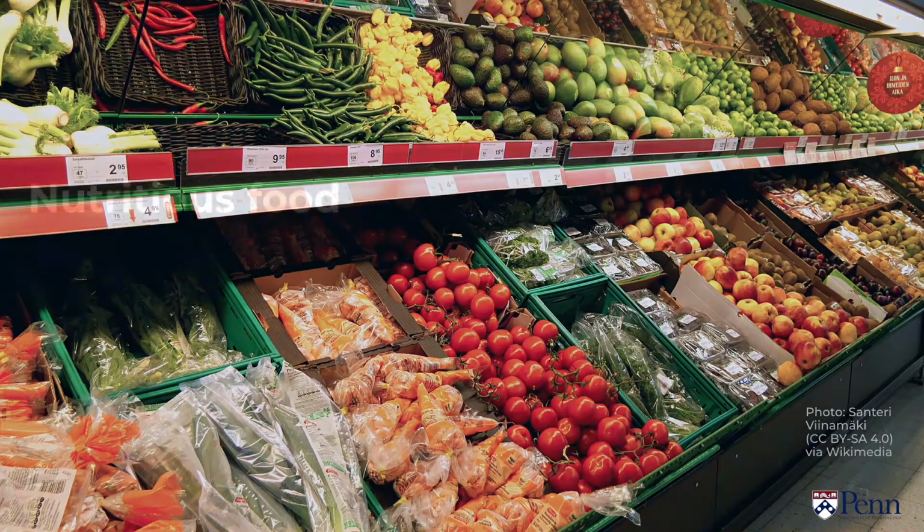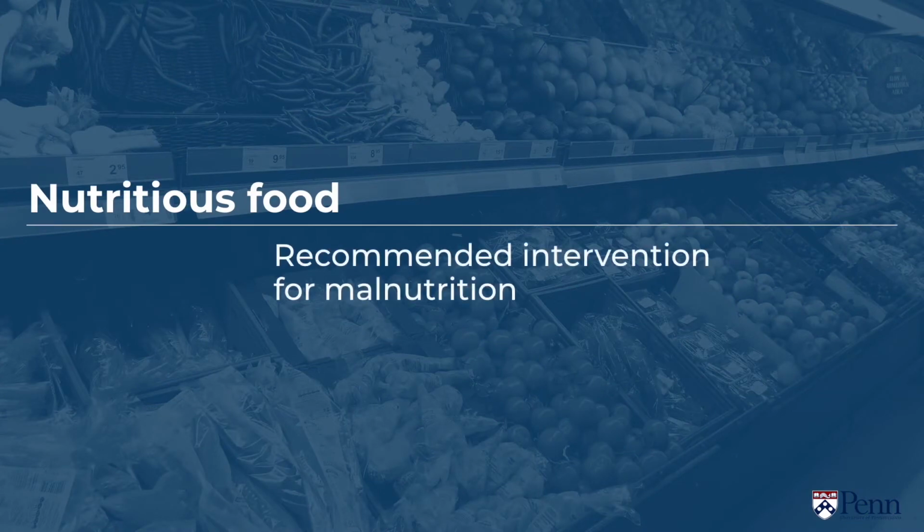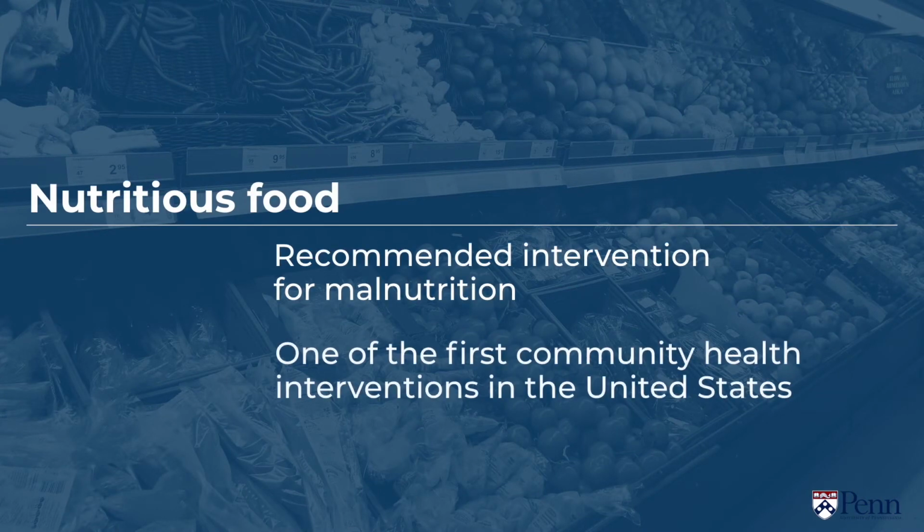In the mid-1960s, a physician named H. Jack Geiger began writing prescriptions for food for his patients in the Mississippi Delta. He argued that nutritious food was the intervention he knew was recommended for malnutrition. In some sense, this was one of the first community health interventions in the United States, operated out of the country's second community health center.